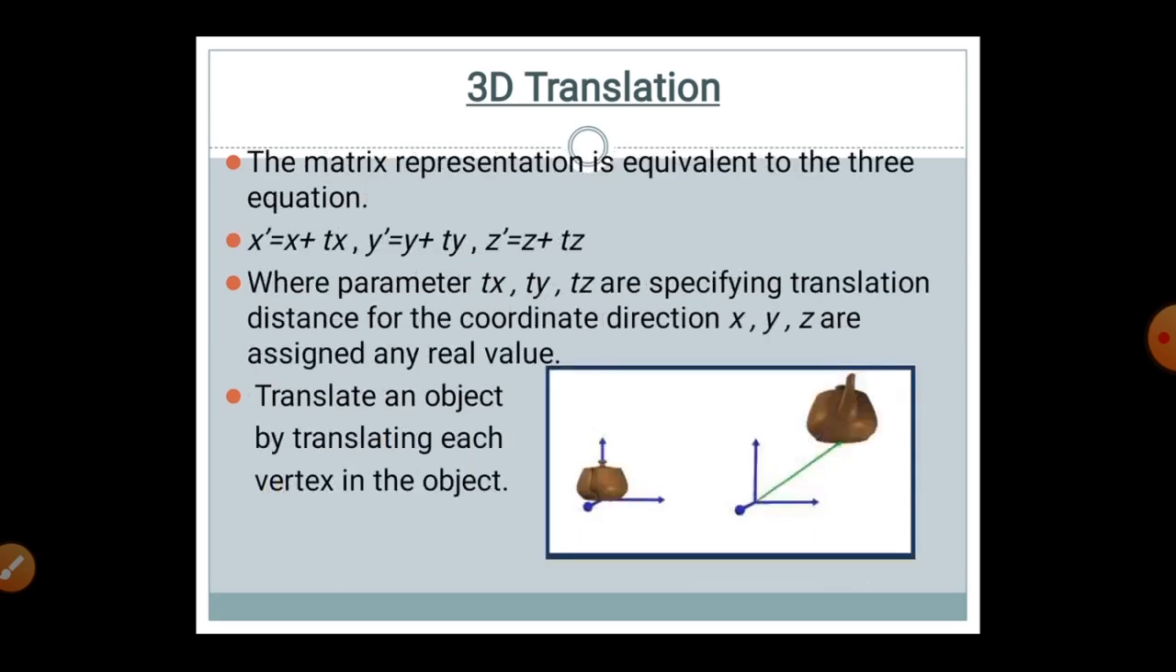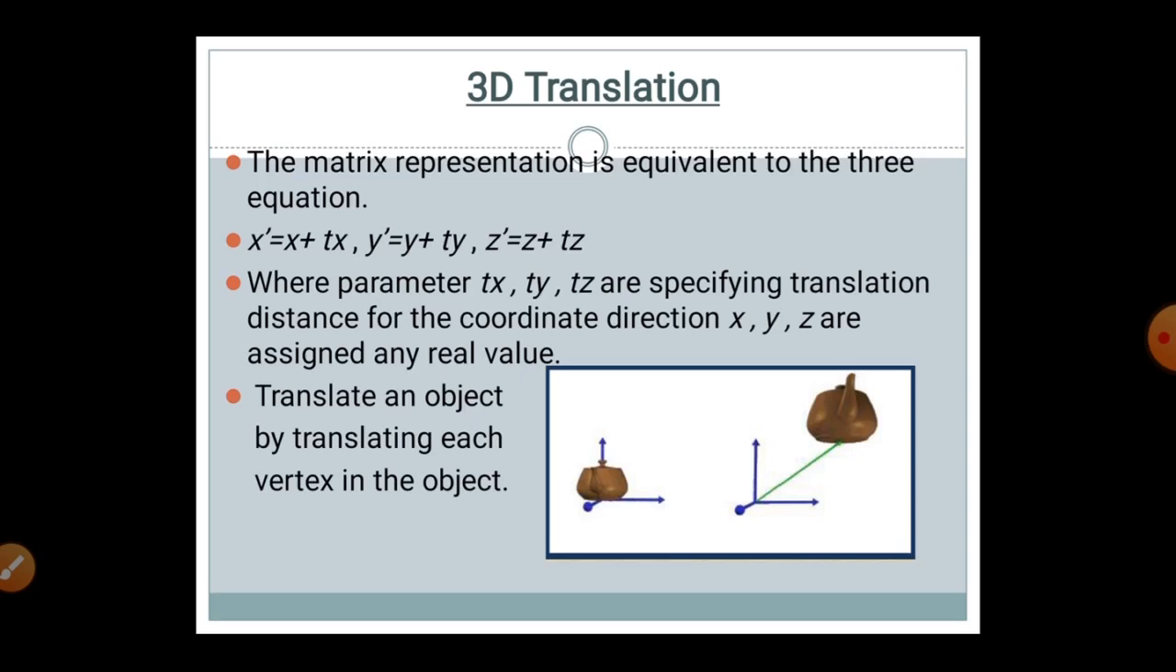Now the matrix representation is equivalent to three equations: x dash equals x plus tx, that is, the modified coordinate x dash equals the initial coordinate x plus the translation in x. The same goes for y dash equals y plus ty, and z dash equals z plus tz, where the parameters tx, ty, tz specify the translation distances for the coordinate directions x, y, z and can be assigned any real value, that is the distance.